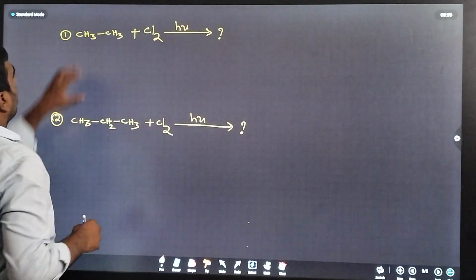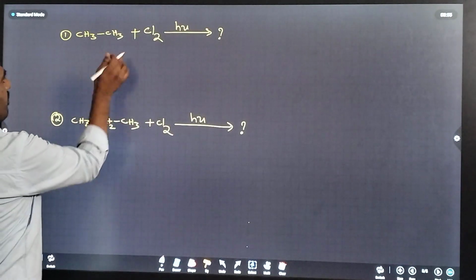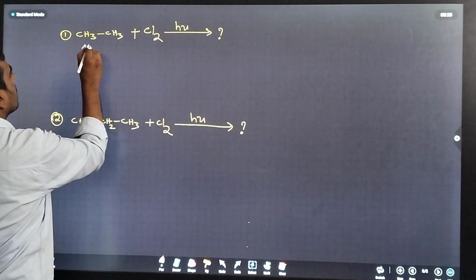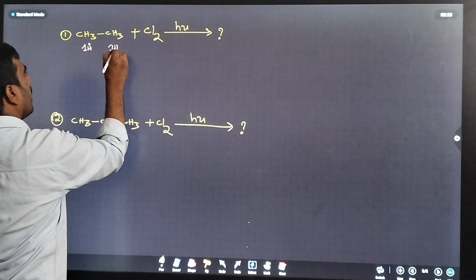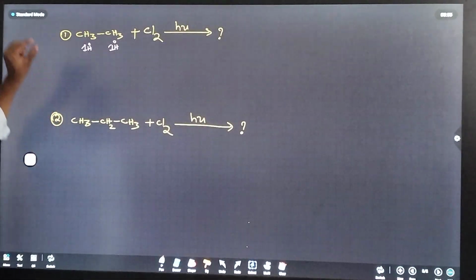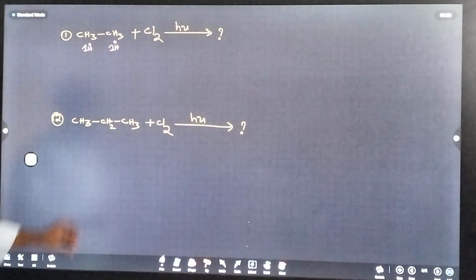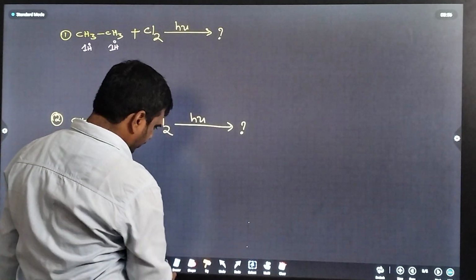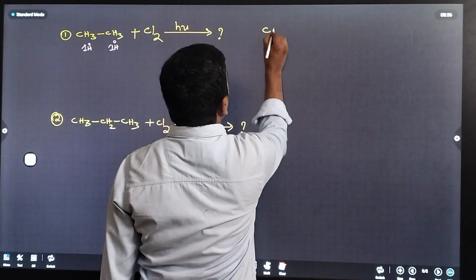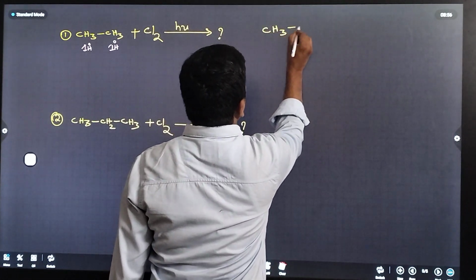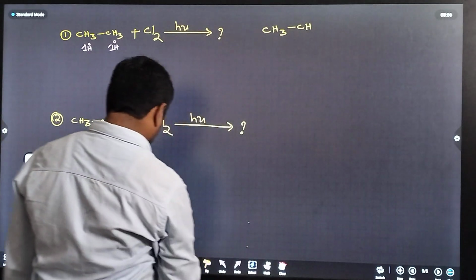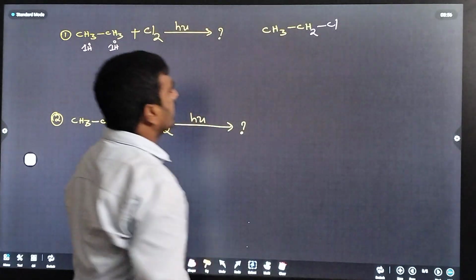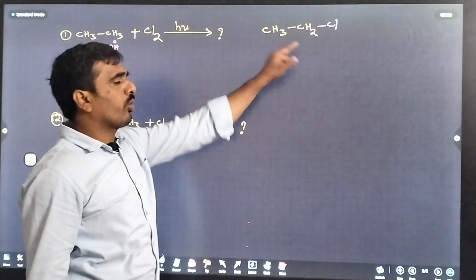So here this is the ethane. How many types of hydrogens are there? Only one kind of hydrogen is there. This is the primary hydrogen. These three hydrogens are also primary hydrogens. So in monochlorination, ethane gives only one product, that is ethyl chloride, CH3CH2Cl. So this is 1-chloroethane.